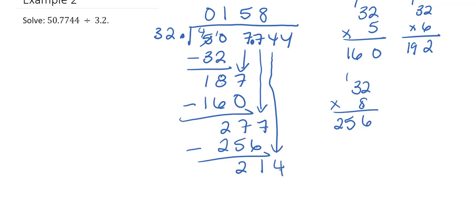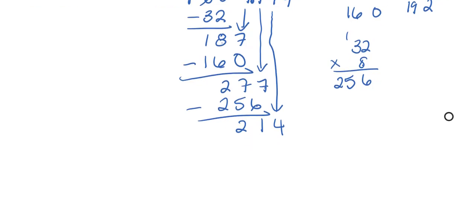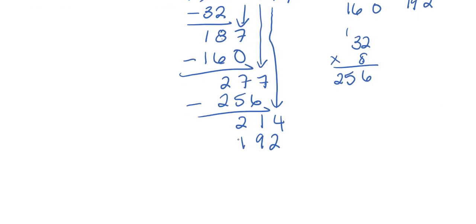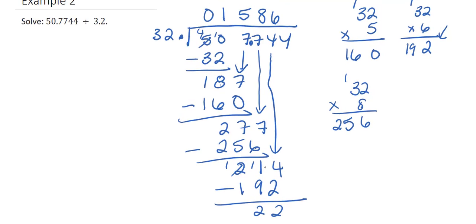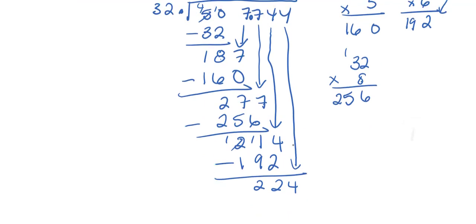Now we have 214. And because we know that if we added 32 again to that number, it would be much larger than the 214, we're going to go ahead and put 6 times. So that would be 192. We go ahead and subtract. 4 minus 2 is 2. 1 minus 9 can't be done. We borrow. Now 11 minus 9 is 2. So 22. And now we go ahead and bring down that last 4.